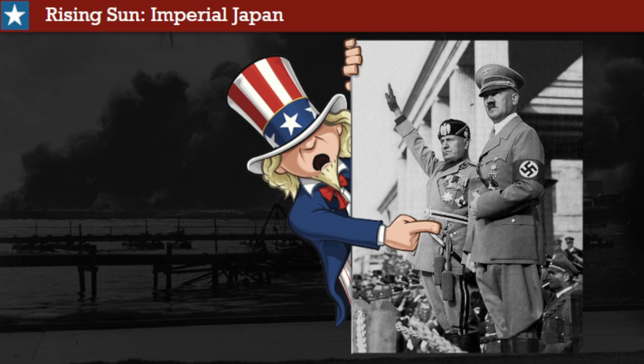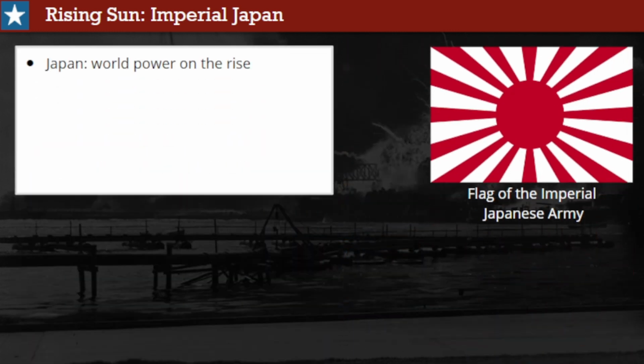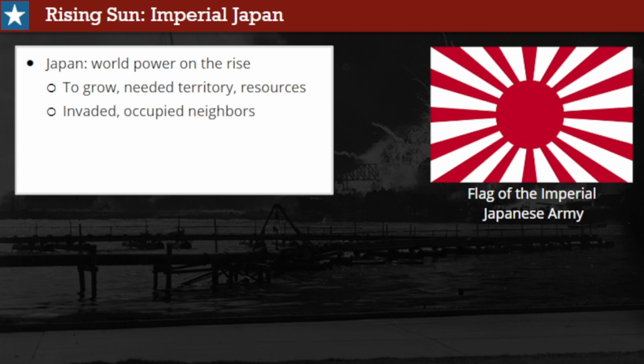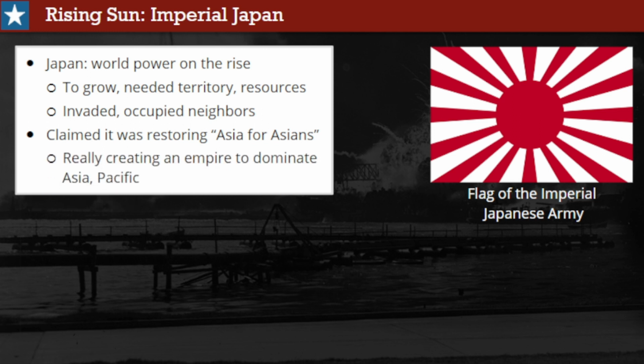But it wasn't only Europe that was a threat to peace. In the early 20th century, the tiny island nation of Japan was a world power on the rise. To grow, Japan wanted and needed greater territory and resources. It gained both by invading and occupying its neighbors in the Pacific. On the surface, Japan claimed it was acting to restore Asia for Asians and remove Western colonial rule from the region. In reality, by controlling its neighbors, Japan was acting to create its own empire from which it would dominate the Asian continent and the Pacific Ocean.